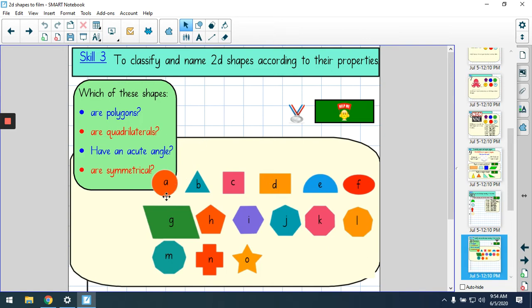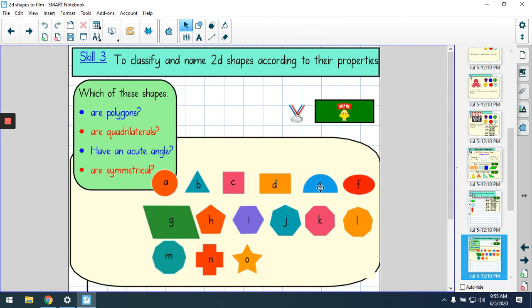Shape A then is not a polygon, it's not a quadrilateral, it doesn't have an acute angle, but it is symmetrical, you could fold it. Shape B is a polygon, it's not a quadrilateral, it does have an acute angle, and it is symmetrical. Shape C is a polygon, it is a quadrilateral, it does not have acute angles, it is symmetrical. Shape D is a polygon, it is a quadrilateral, it does not have acute angles, but it is symmetrical.